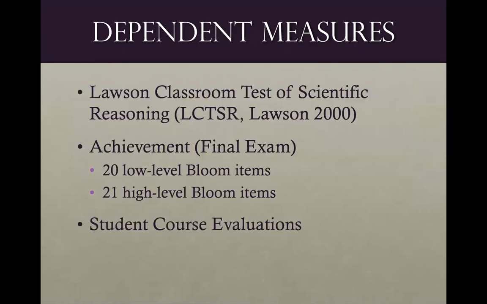All right, so the dependent measures that we looked at, so we used Lawson's classroom test of scientific reasoning. If you're not familiar with this test, it's a content-independent test of Piaget's formal operational reasoning skills. So like identifying controlling variables, probabilistic reasoning, proportions, things like that. And it seems to be a really good predictor of performance in introductory STEM courses. So we usually measure that as a covariate for group equivalence instead of using something like GPA.